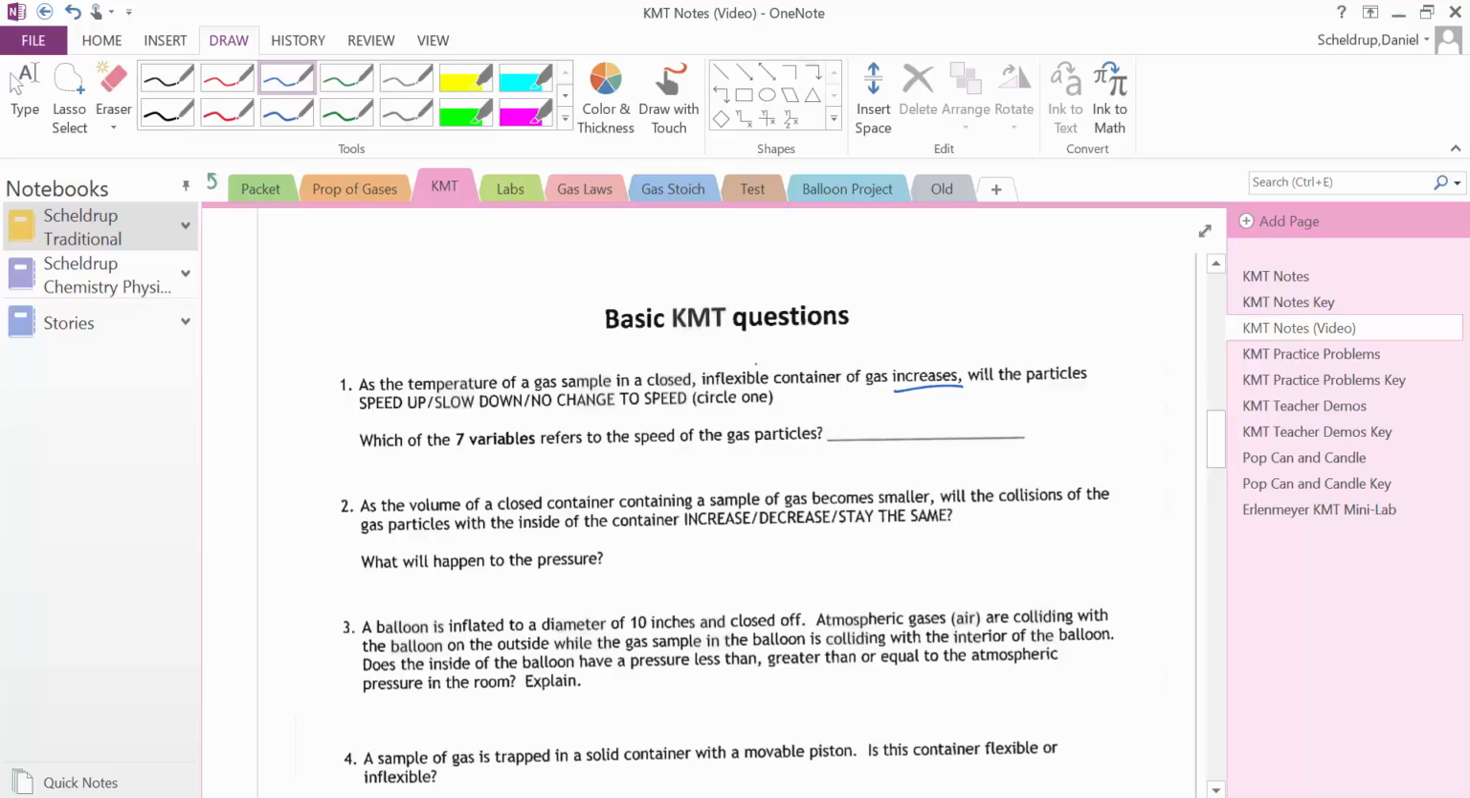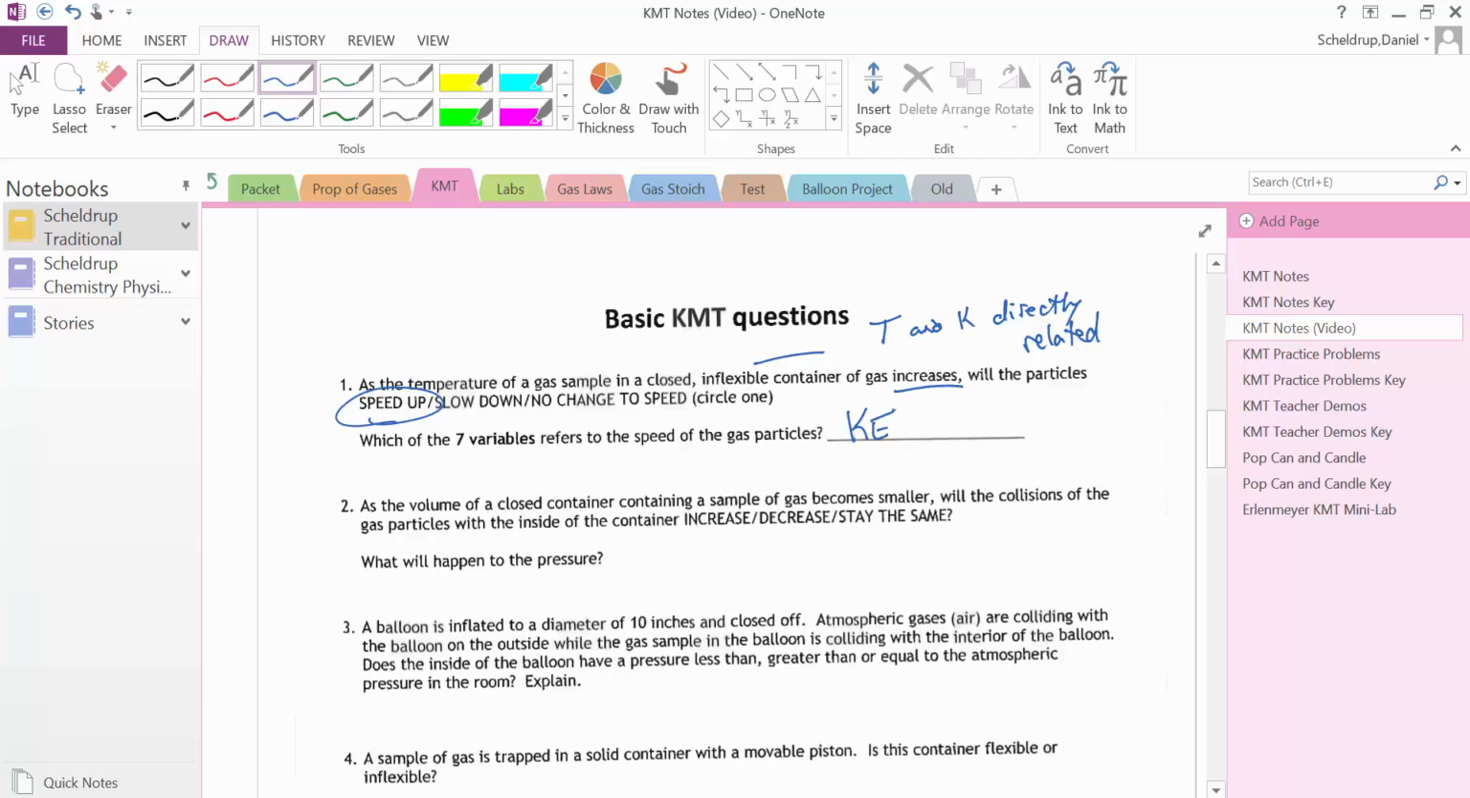Remember we said in a closed, inflexible container, temperature and kinetic energy are directly related. And if they're directly related, then whatever one of them does, the other will also follow. So if the sample of gas increases in temperature, then the particles will speed up. Direct relationship. And it asks which of the seven variables refers to the speed of the gas particles. So that's the kinetic energy, the energy due to the motion of the particles.